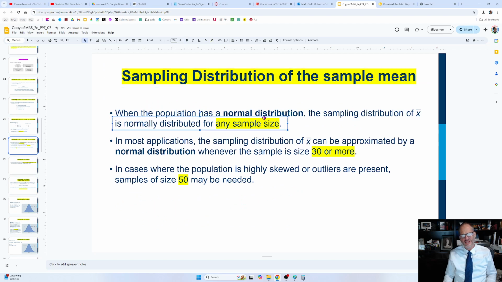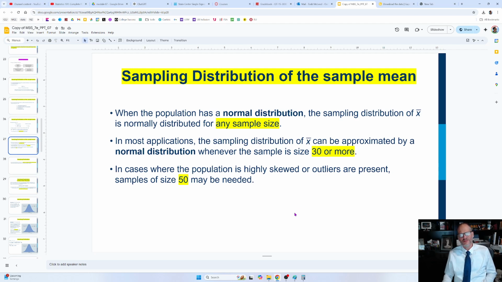So when the population has a normal distribution, the sampling distribution of the sample mean is normally distributed for any sample size. Good news, because we like normal distribution in statistics. In most applications, the sampling distribution of the sample mean can be approximated by a normal distribution whenever the sample size is 30 or more.